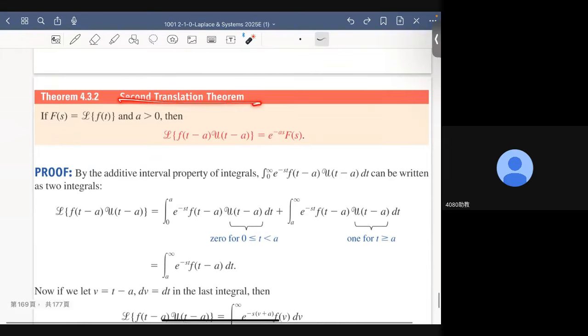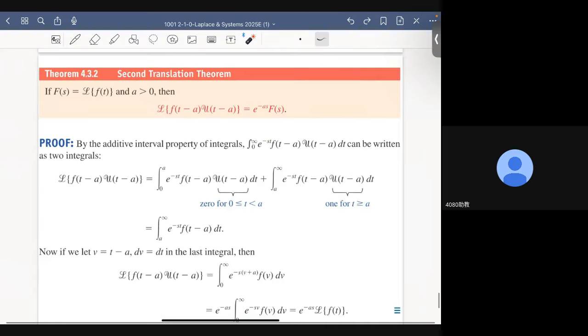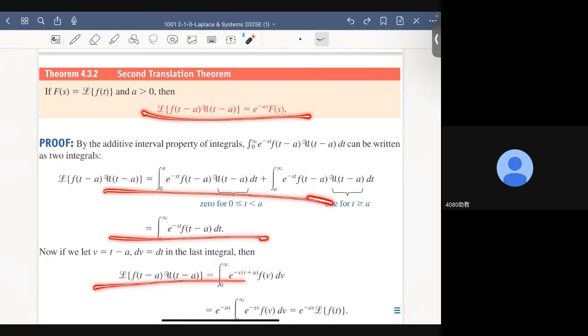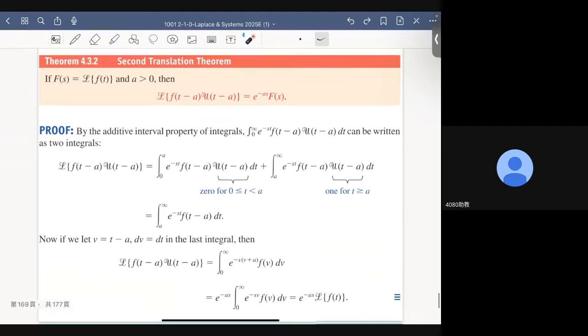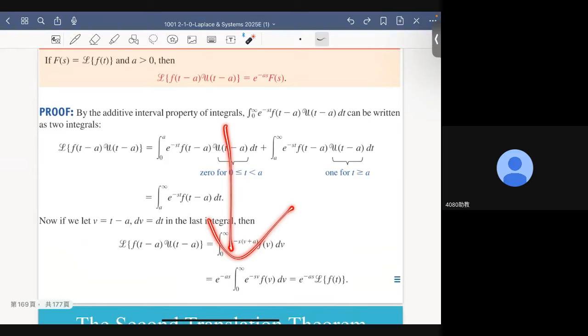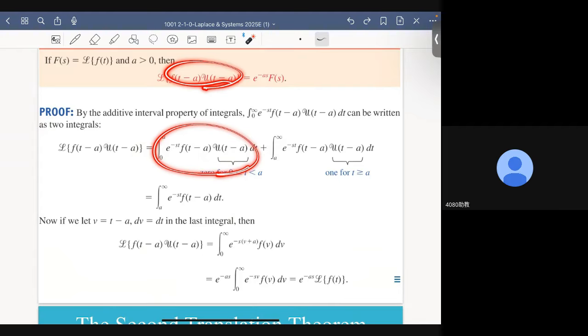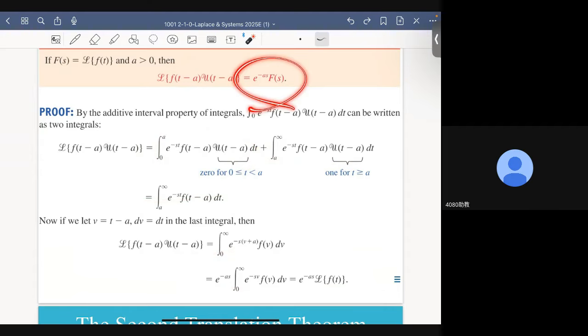Now, this is called the second translation theorem, and this equality can be mathematically proved. The procedure for proving this equality is given here. Okay, it's not difficult. How do you prove this equality? Very straightforward, simply based on the definition of the Laplace transform. This is what I want to Laplace transform, and this is the definition of the Laplace transform, and then some simple straightforward mathematical manipulation, and you come up with this.